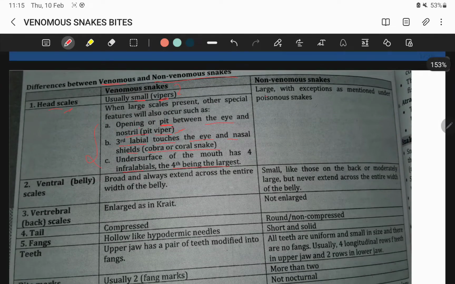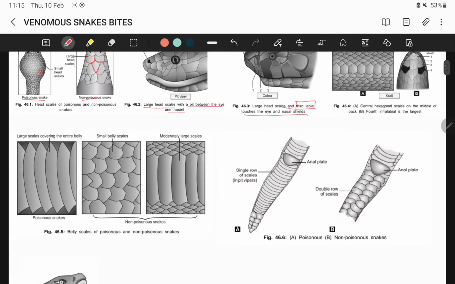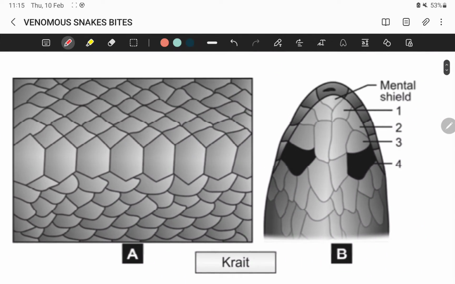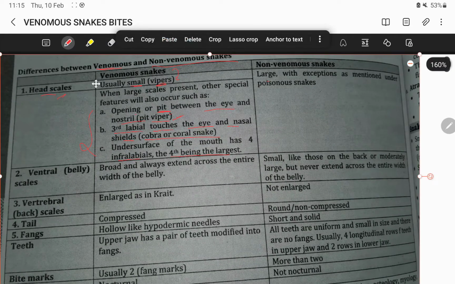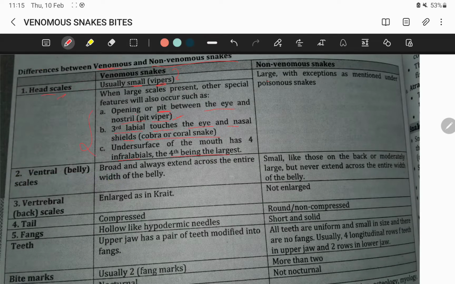And the other one is the infralabials. The under surface of the mouth has infralabials, and the fourth is the largest. So this is the under surface of the mouth: one, two, three, four, and the fourth infralabial is the largest. This characterizes the venomous snake.